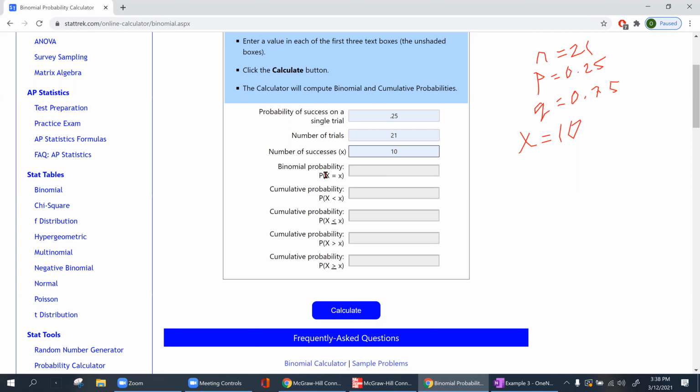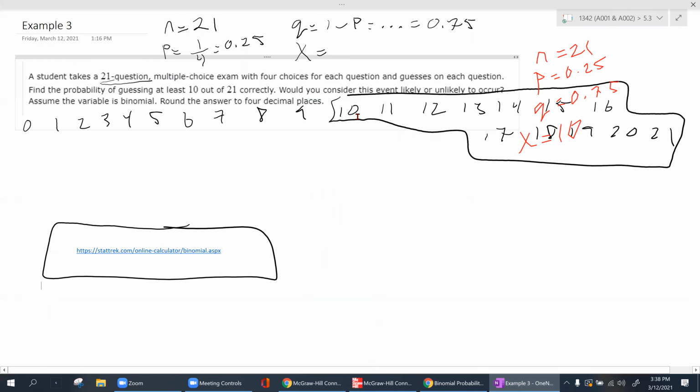So the first one is if my x equals 10. The others are if x is strictly less than 10, if x is less than or equal to 10, if x is greater than 10, or if x is greater than or equal to 10. And that's exactly what we're looking for. X is greater than or equal to 10, which is exactly what I had up here: x is 10 or greater.